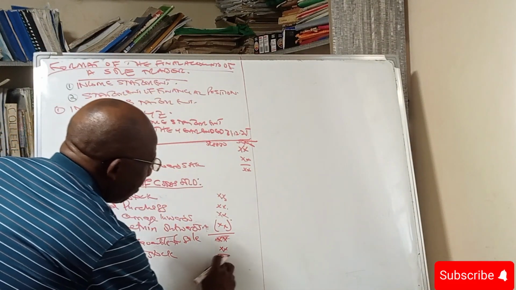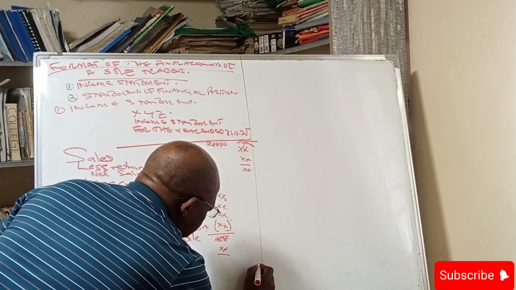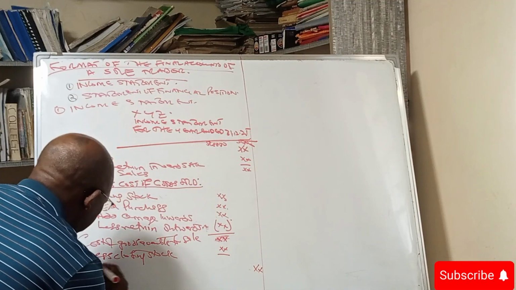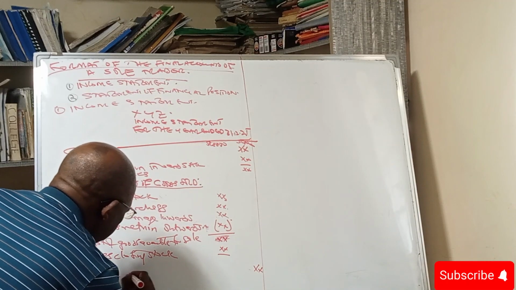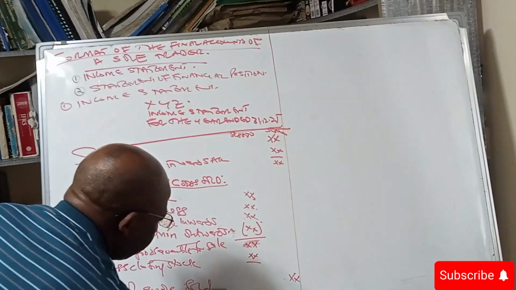Now, please see where I'm putting my cost of goods sold. I'm putting it below sales, and we are calling it cost of goods sold.